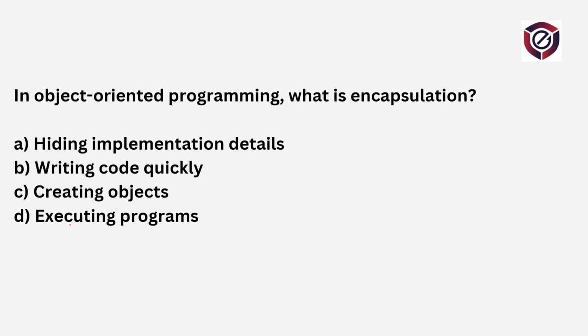Means we are not interested. A user has no interest in learning the implementation details. He just wants to use them as they are. So that's why this feature is called encapsulation. So that's why the correct option is option A, hiding implementation details.